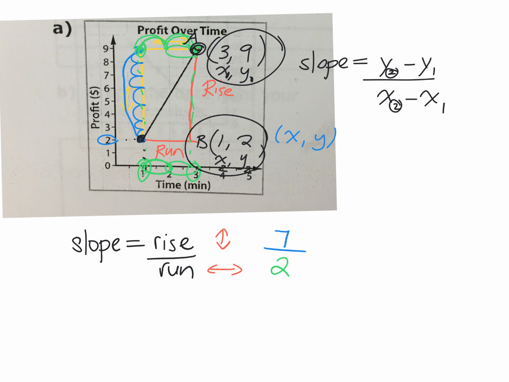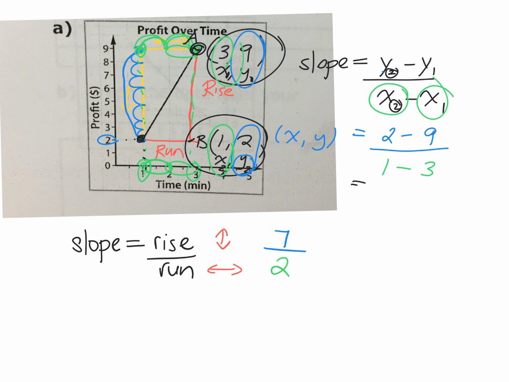So we have y2. I labeled this as y2. So we're just going to plug in the values. y2, take away y1. What's y2? 2, take away, what's y1? 9. Over x2, which is this, right? That's x2. 1 minus, what's x1? 3. Okay, so let's calculate it.